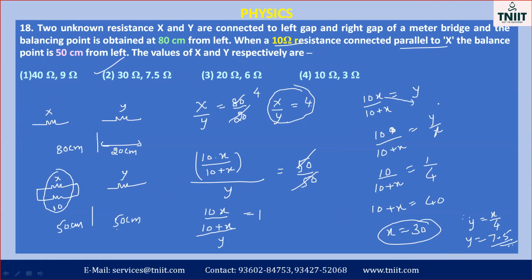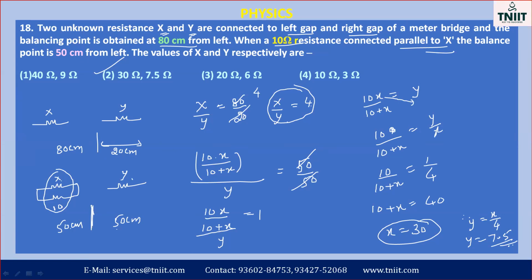How many resistances are given actually? Two unknown resistances X and Y, isn't it? One is connected to the left gap and the second one is connected to the right gap. Balancing length is found to be 80 centimeter from the left. Now a 10 ohm resistance is connected parallel to X, with the other resistance Y there. Now the balancing length is shifted to 50.